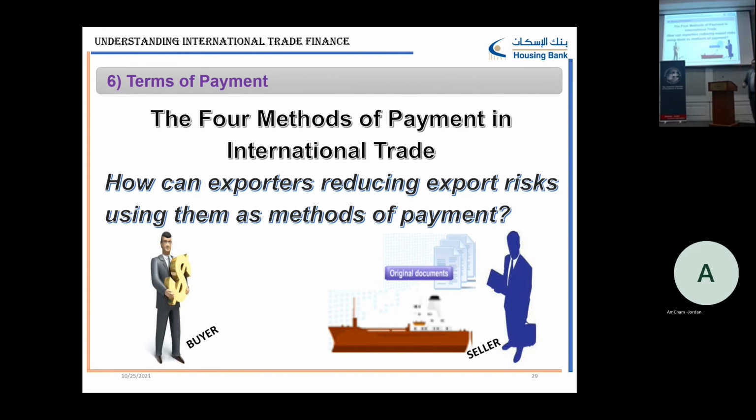Now we will talk about the 4 methods in international trade. We have in international trade just 4 methods for payment from buyers to exporters. It must be included. This is the major part in the contract of sale and must be mentioned. How will the importer pay the goods value to the exporter? He has one of 4 methods only. And how can exporters, because we talk about the exporters, reduce export risk using them as a method of payment?